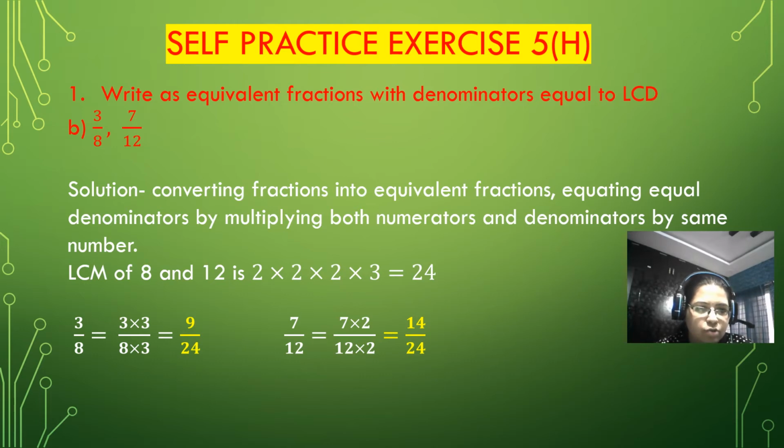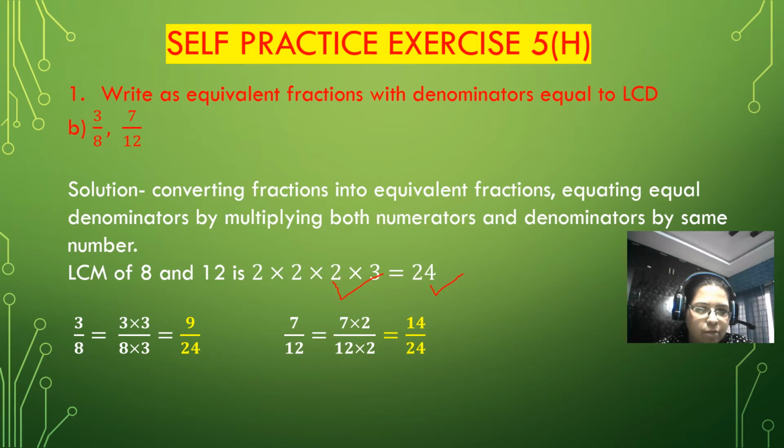So here first we have to find the LCM of the denominators 8 and 12. We know the prime factorization of 8 is 2 multiplied with 2 multiplied with 2, and the prime factorization of 12 is 2 multiplied with 2 multiplied with 3. So the LCM of 8 and 12 is 2 multiplied with 2 multiplied with 2 multiplied with 3 equal to 24. So we get the LCM of 8 and 12 is 24.